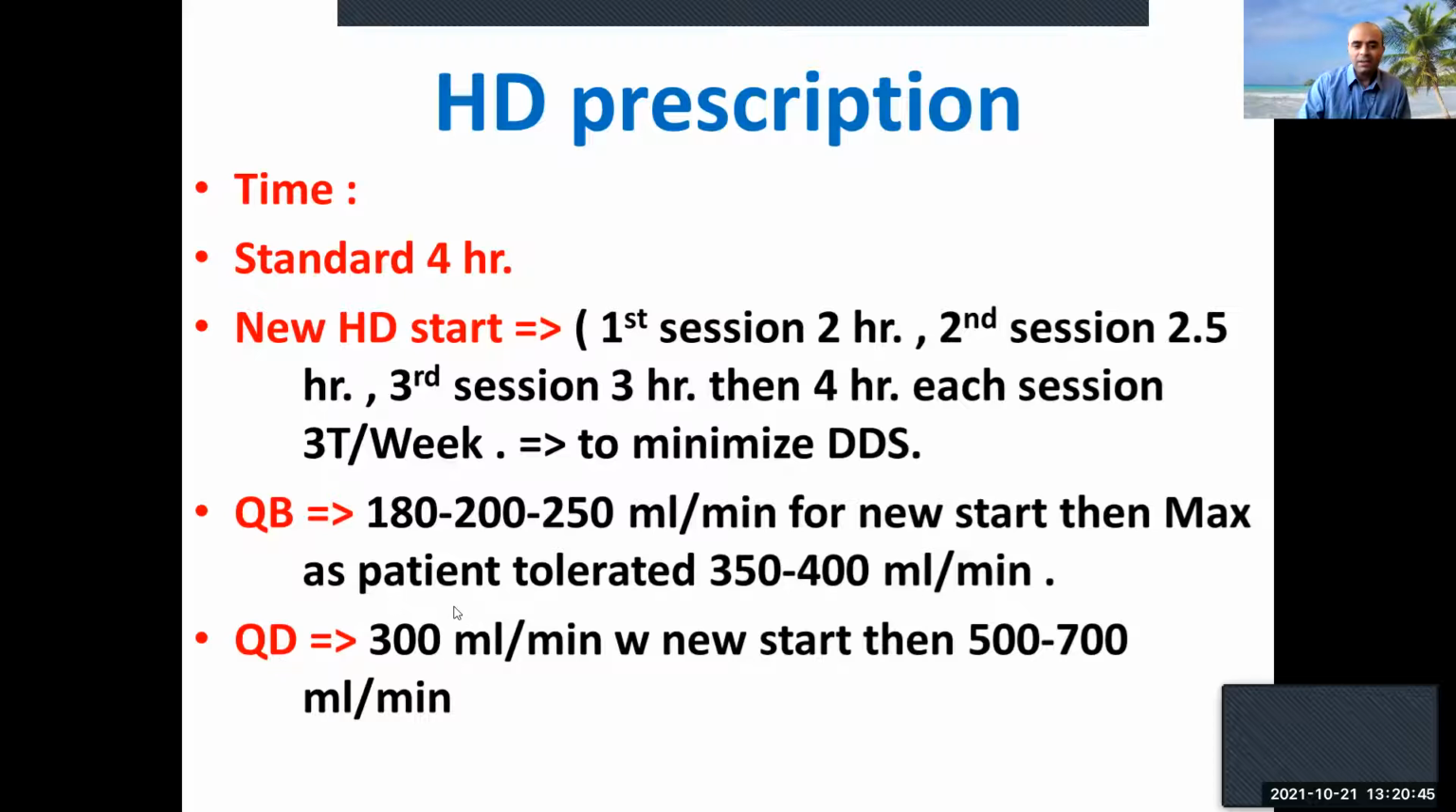Dialysate flow, I will start at 300 for new started dialysis to avoid removal of too much urea. Then increase to 500, 700 ml per minute according to your center protocol. This is the standard dialysate flow, 500, 700 ml per minute. New start is 300 ml per minute. And the blood flow is 180, 200, 250 ml per minute for new start, then increase to 350 to 400 ml per minute.